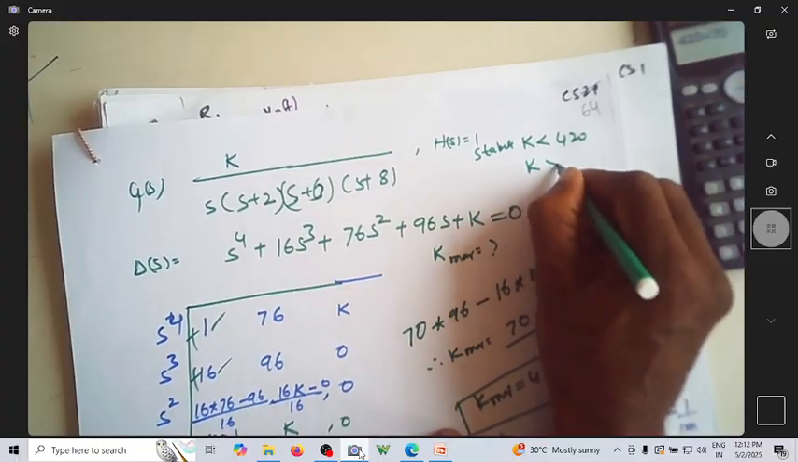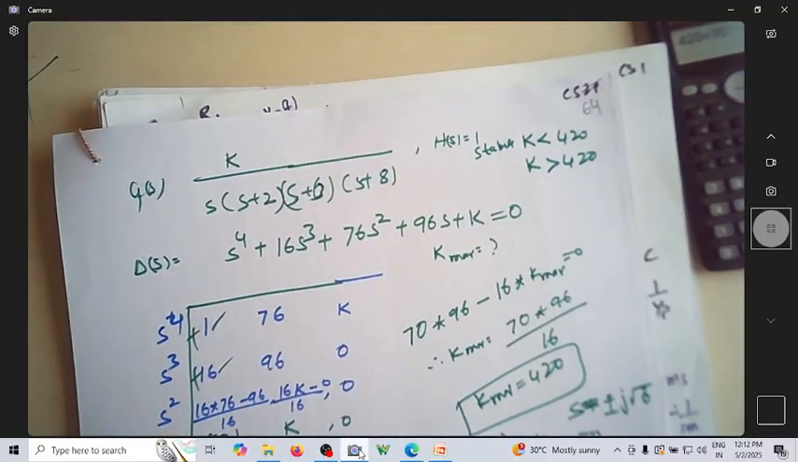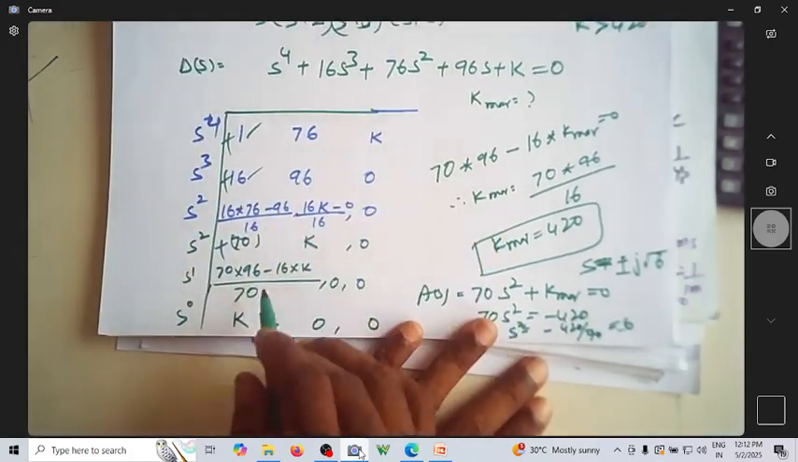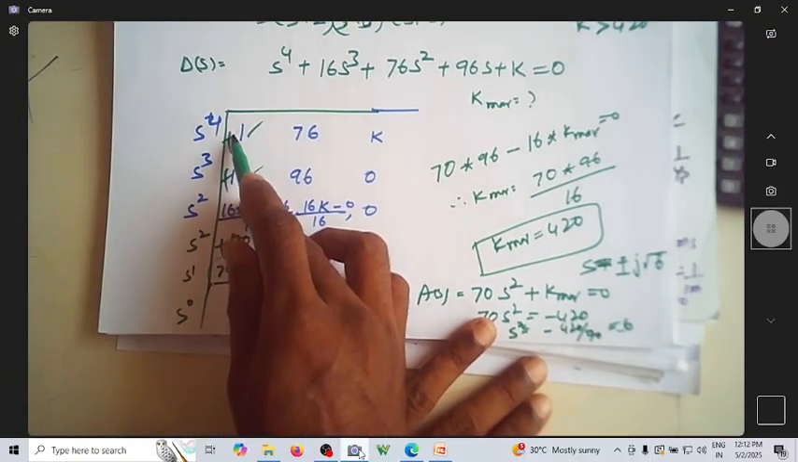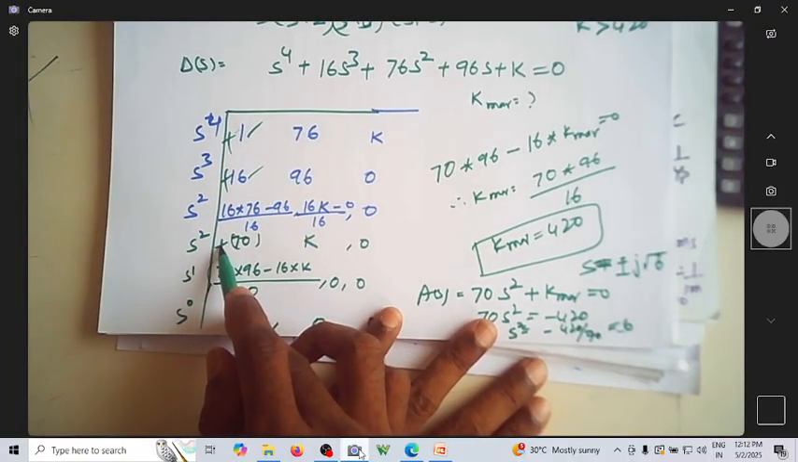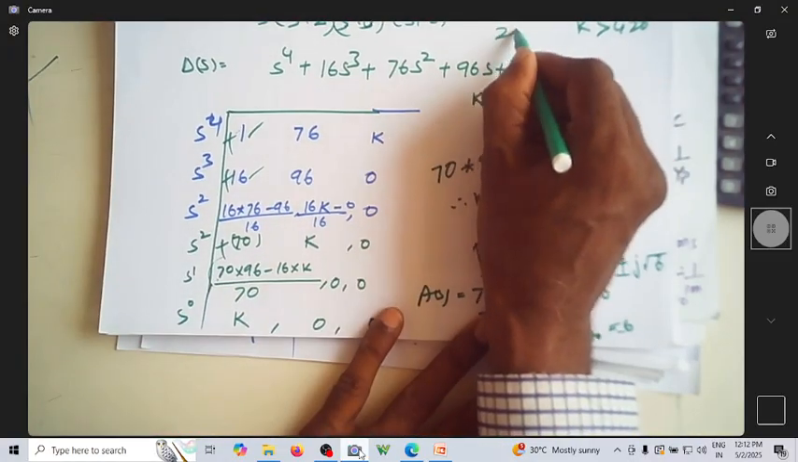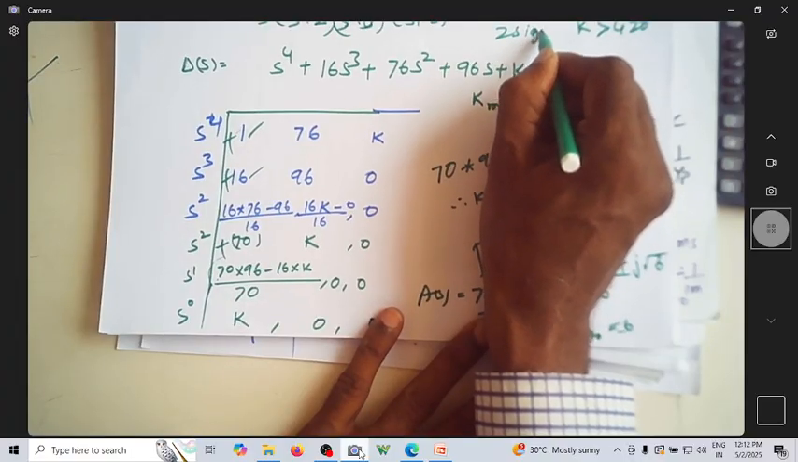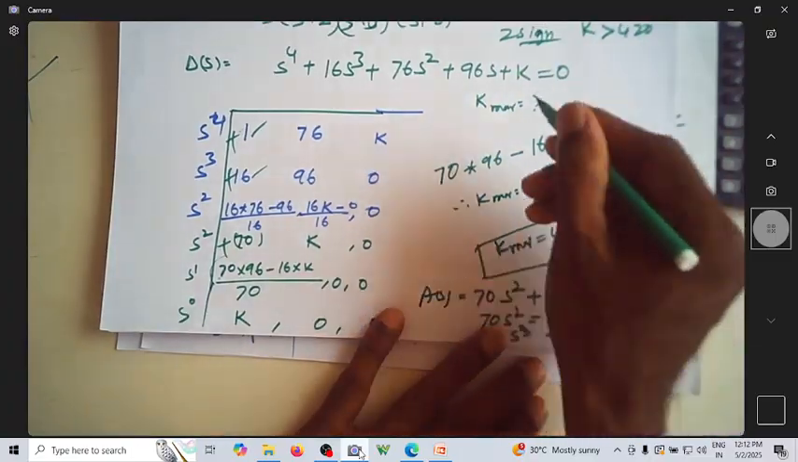If K is greater than 420, two sign changes. See here, plus to minus, minus to plus. If it is more than 420, then this will become negative. So till down here there is no sign change, then plus to minus, and then minus to plus. Two sign changes. System is unstable because two roots are on the right hand side.